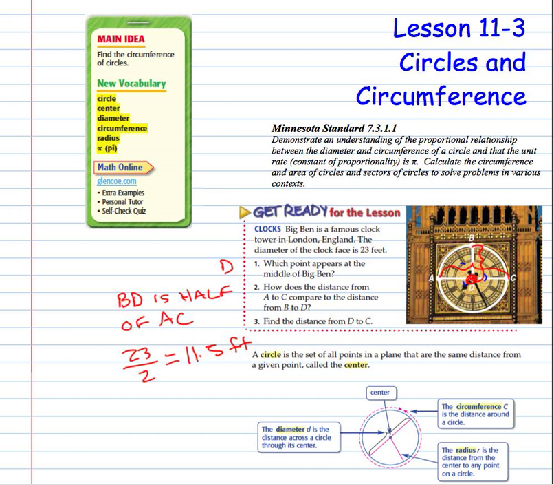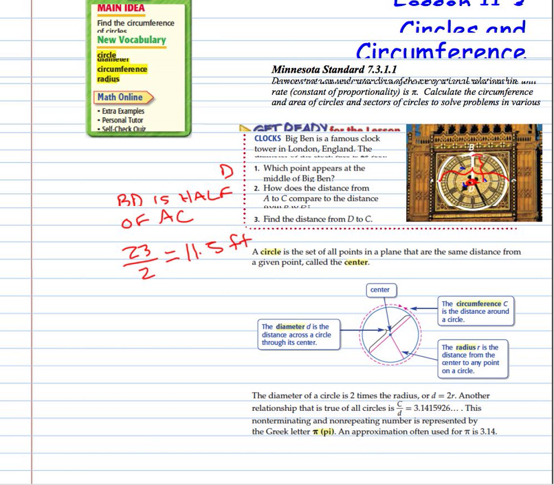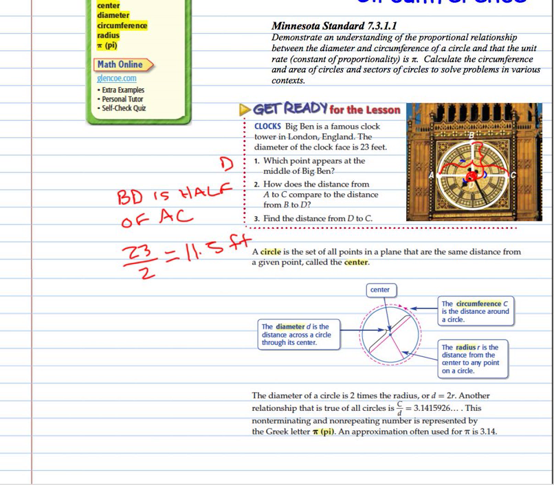A circle is a set of all points in a plane that are the same distance from a given point called a center. You can see that in the diagram. The diameter of a circle is 2 times the radius, or D equals 2R. Another relationship that is true of all circles is C divided by D equals 3.1415926. This non-terminating and non-repeating number is represented by the Greek letter pi. An approximation often used for pi is 3.14.